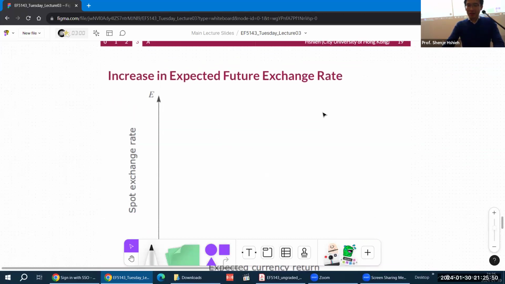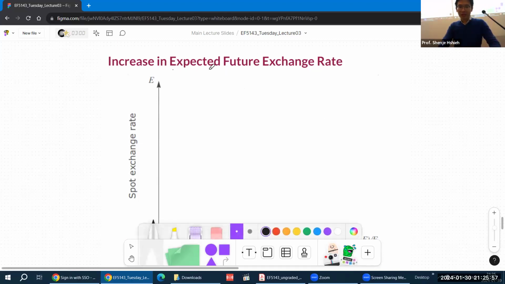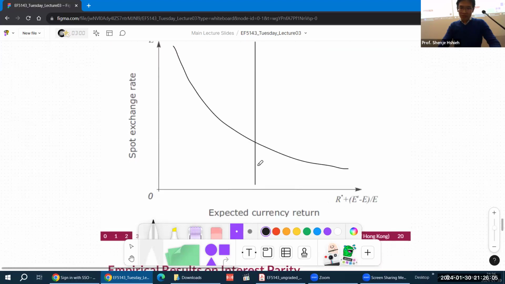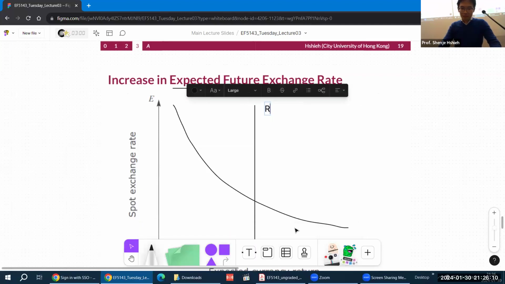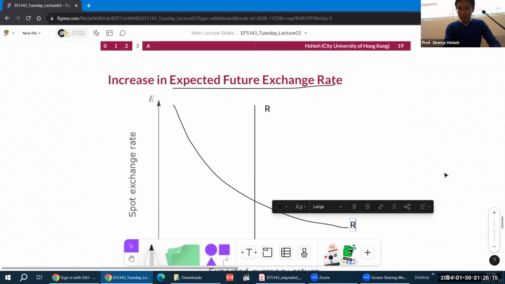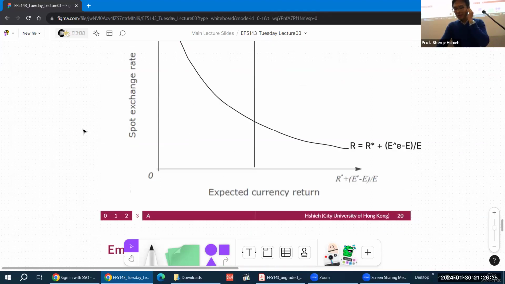Okay, so the last thing, I won't go through every explanation, but I'll walk you through just the math and the graph for the case in which we have change in expectations of the future spot exchange rate. So again, have a starting point, have an initial R. This one is R star. R equals R star. We have E hat E minus E over E. Okay, let's walk through the math and then do the graph.